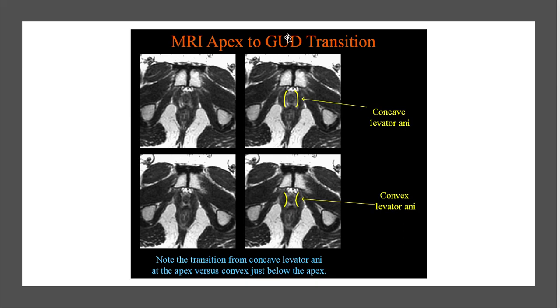MRI apex to genitourinary transition. Note the transition from the concave levator ani muscles here at the apex versus the convex just below the apex. Concave, apex, convex, levator ani just below. So slit shape to hourglass shape.